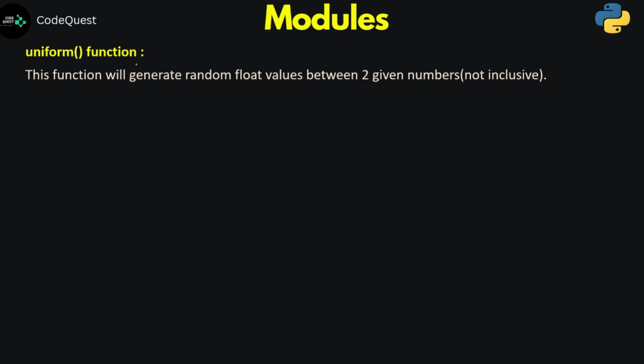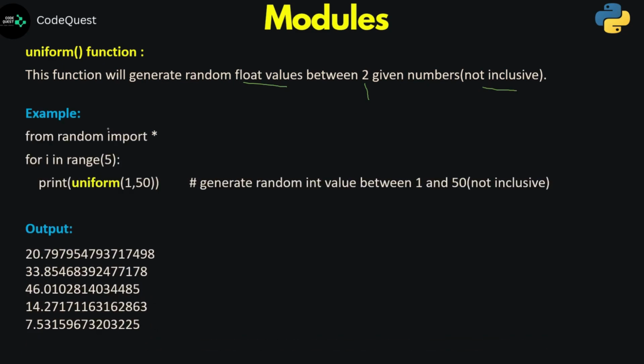The uniform function is also going to behave like randint, but here it is going to generate float values, and we can set a range between two numbers, and the end number is not inclusive here. For example, we have taken this for loop once again, and here we are calling the uniform function with 1, 50. Because 50 here is not inclusive, and it generates only float values. So all the float values between 1 and 50.